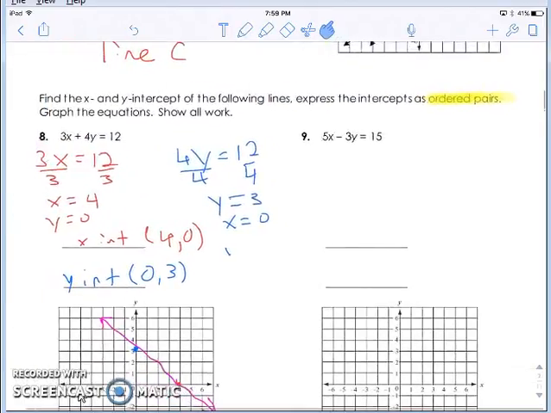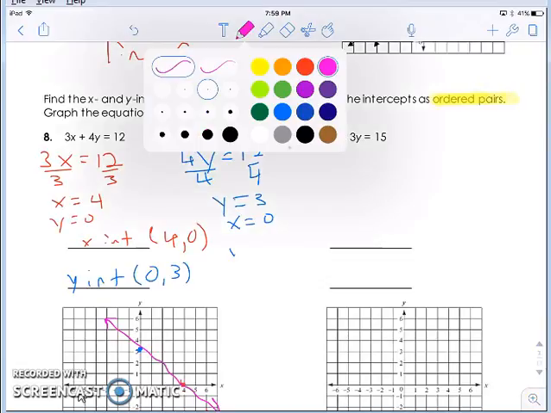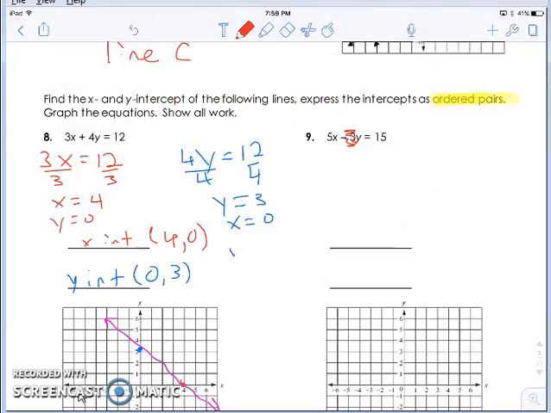Let's look at number 9. Similar process. We're going to imagine y isn't there, or when y is 0, we're left with 5x equals 15. Divide by 5, and x equals 3. Remember that was when y was 0, so we have the point 3, 0 for your x-intercept.